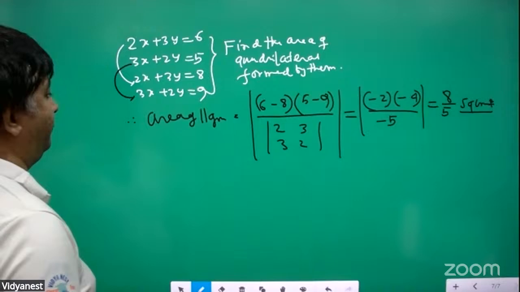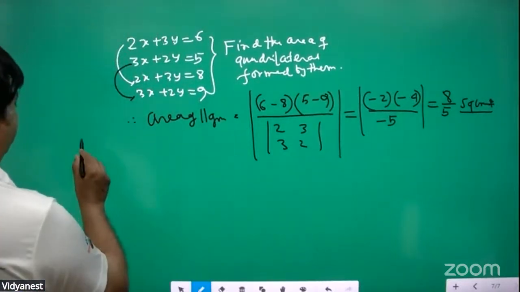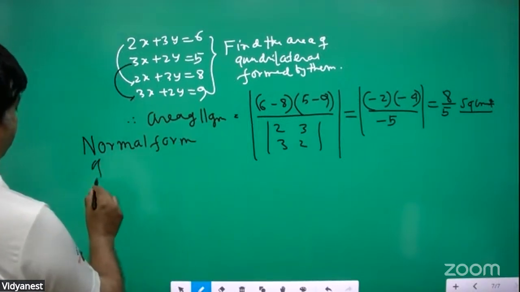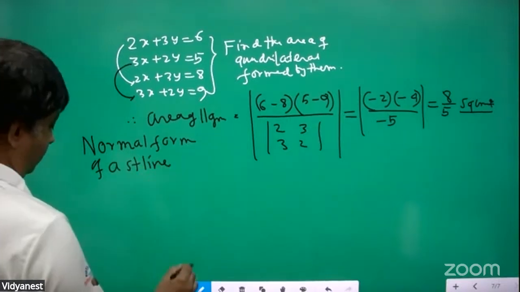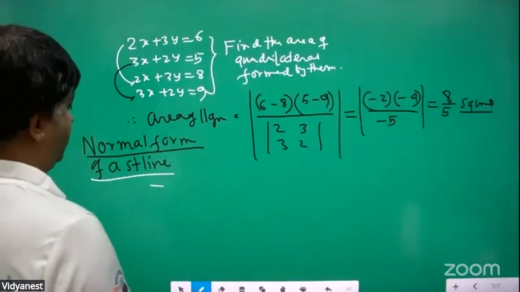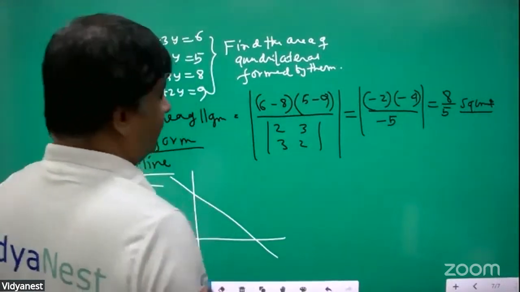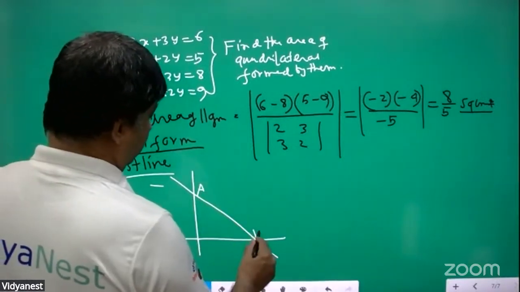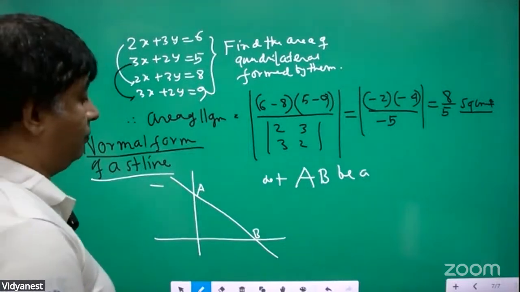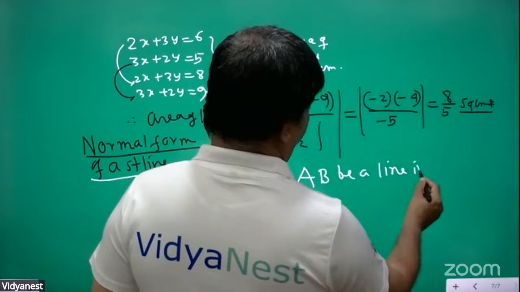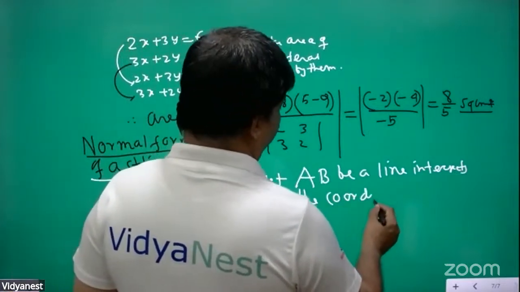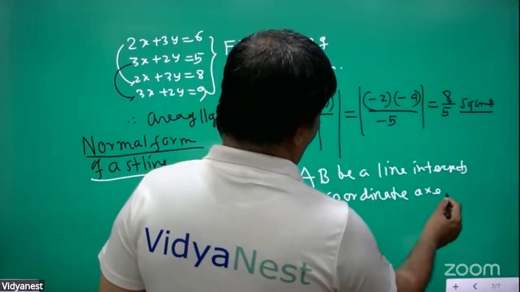Now, normal form of a straight line. Suppose there is a line, let AB be a line that intersects the coordinate axes.